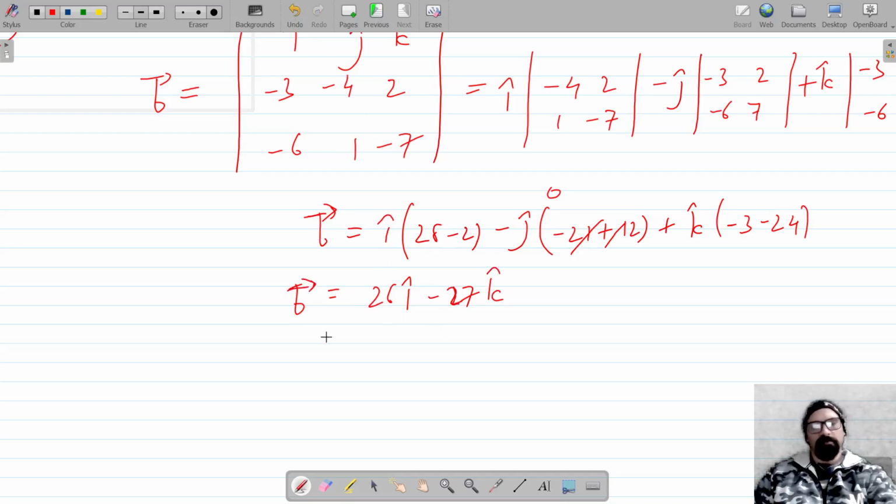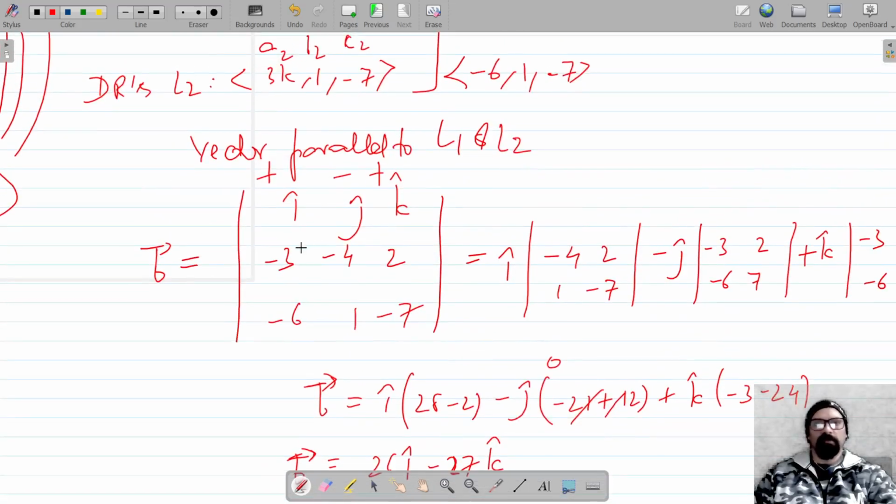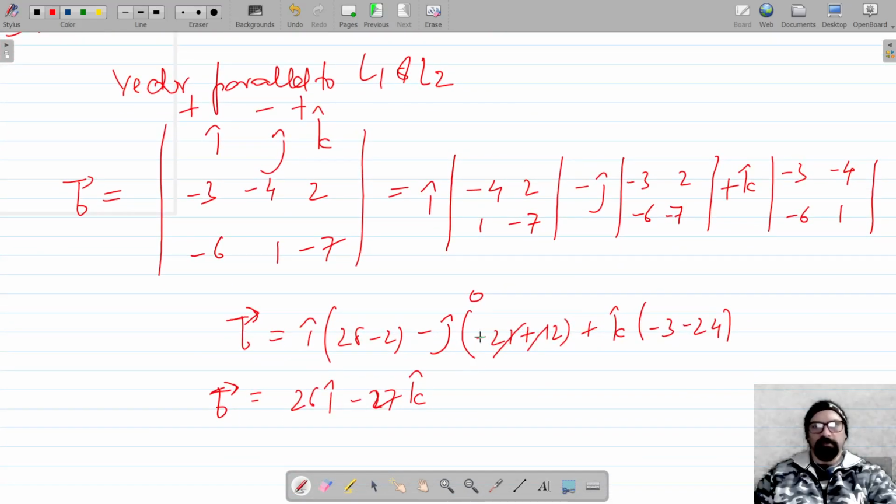So this is the vector that is perpendicular to both L1 and L2. Okay, let's check the second term, the j component: minus 3, 2, negative 6, and this is actually negative 7. So this is plus 21.